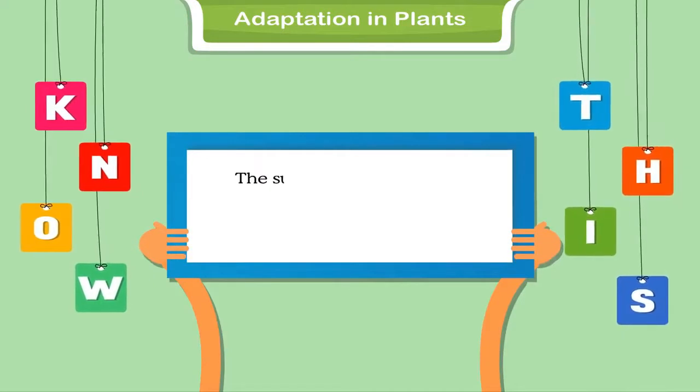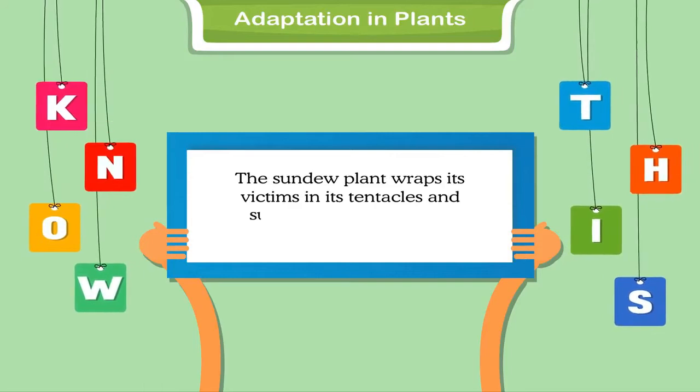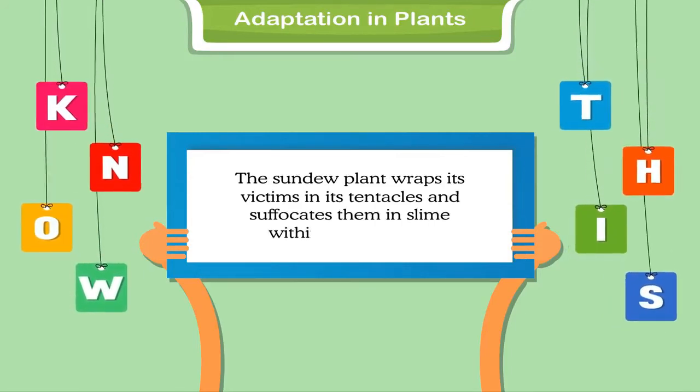Know this: the sundew plant wraps its victims in its tentacles and suffocates them in slime within 10 seconds.